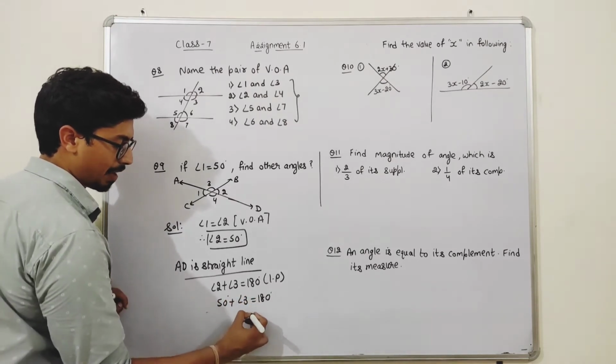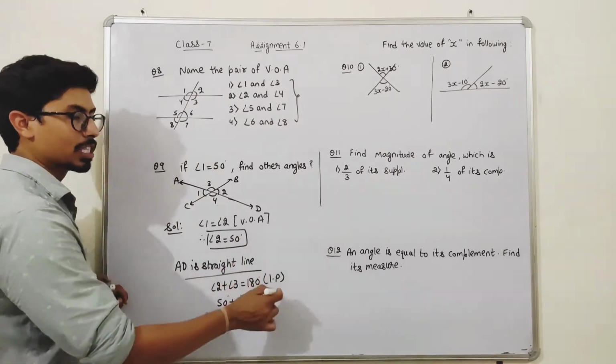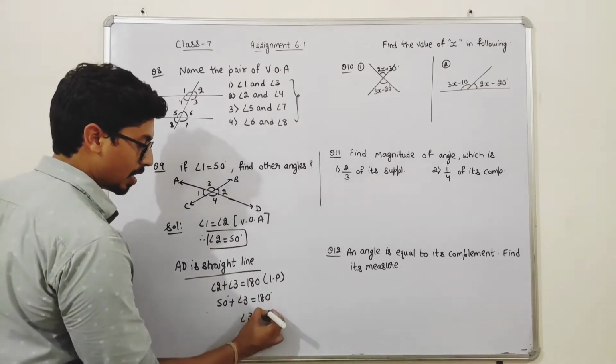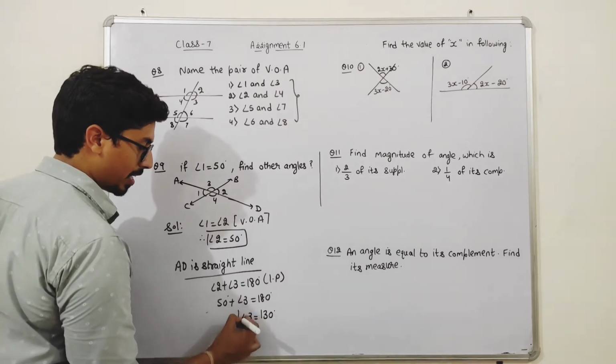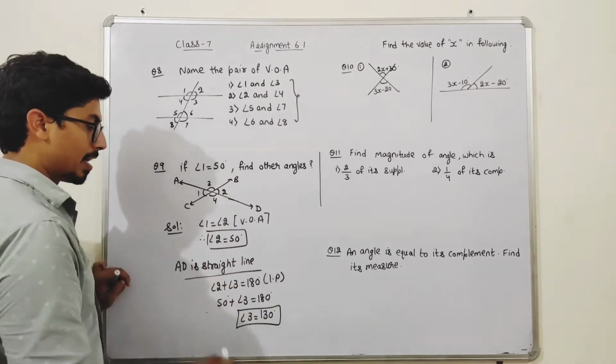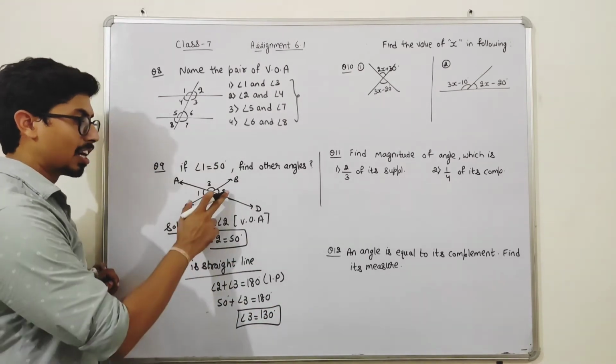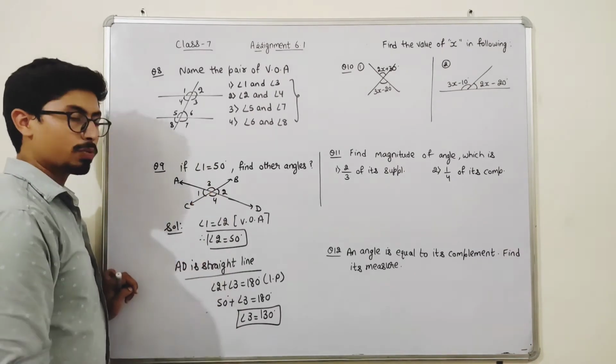So angle 3 will be 180 minus 50 degree, that will be 130 degree. So the answer is 130 degree. Okay. The second angle, angle 2, is 50 degree, and angle 3 is 130 degree.